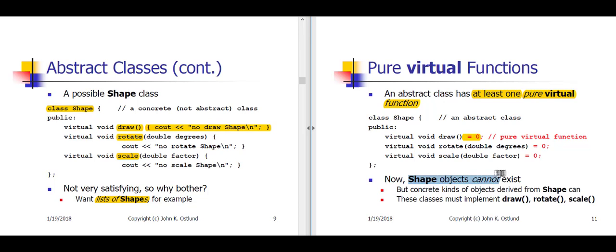If you specify at least one pure virtual function in a class, then it becomes impossible to declare objects of that class. In main, if I attempted to say shape s and ran that through the compiler, it would print an error message saying shape is abstract. You can't have this object called s.